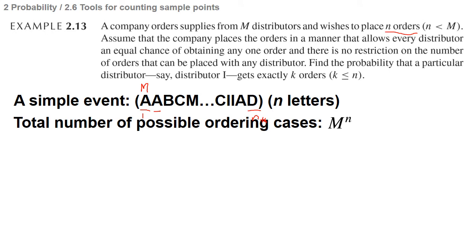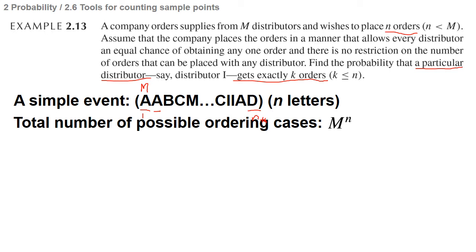And the next problem is, what would be the event? Find the probability that a particular distributor gets exactly K orders. So this is the event that we are interested in. So we should count the number of this event. A particular distributor gets exactly K orders. So let's say distributor I gets exactly K orders.